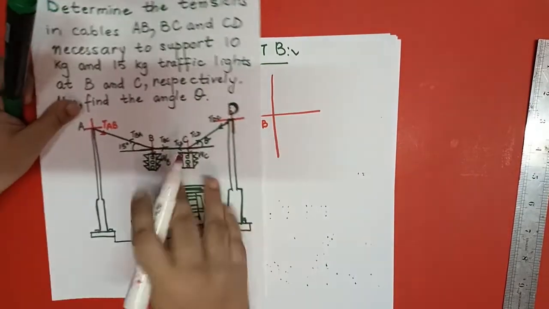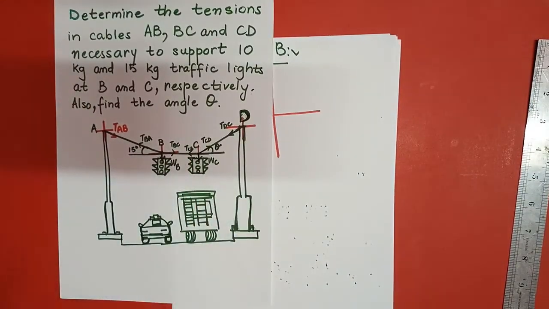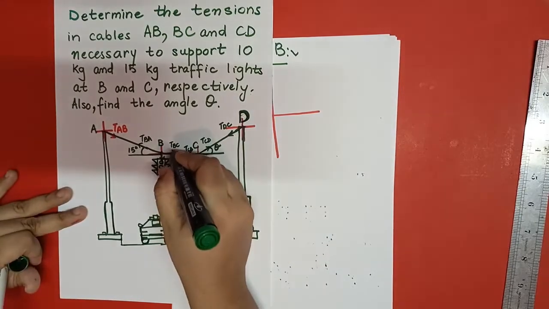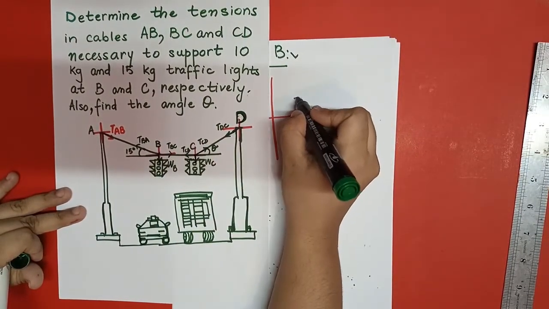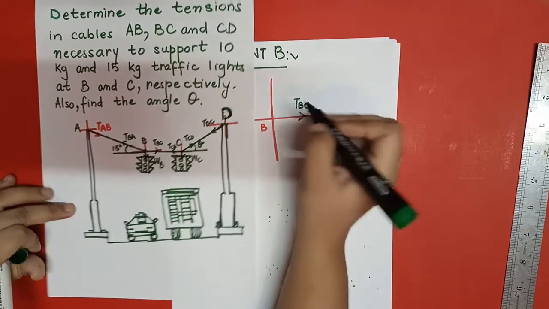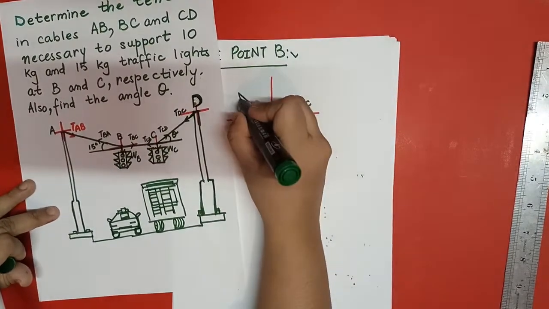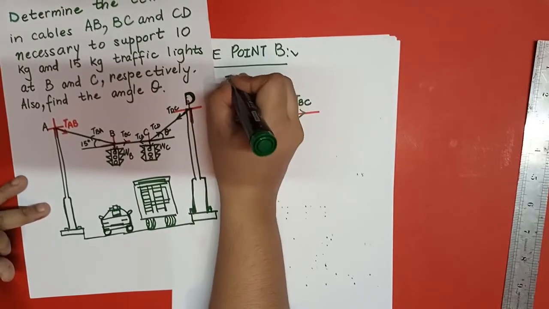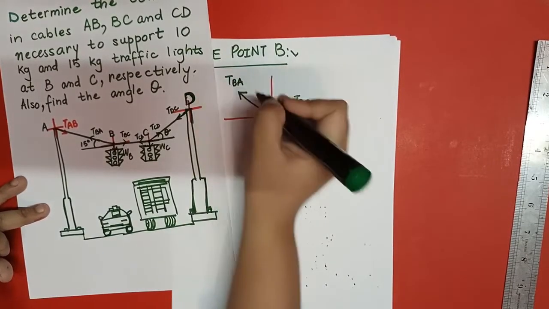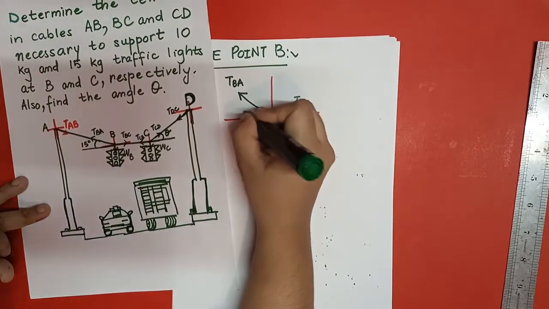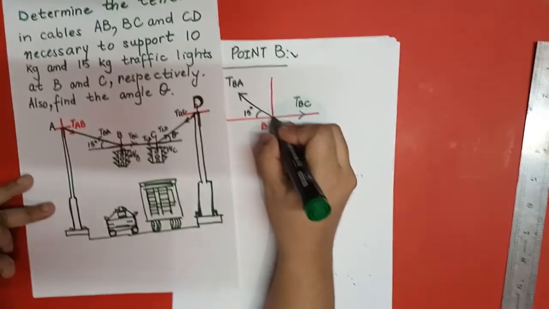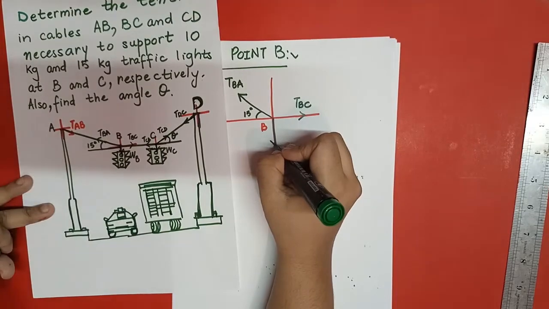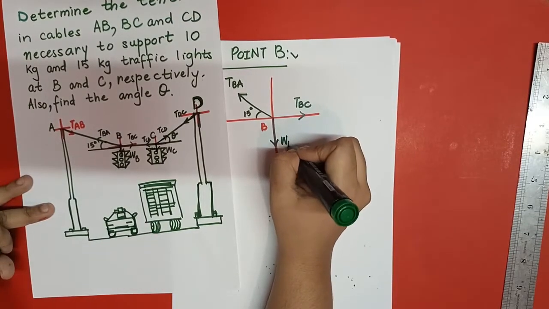So if this is the question, what we have is a tension here, acting exactly on the positive x-axis; this is TBC. There is another tension acting in the second quadrant, that is TBA, and this angle is 15 degrees. And this is the weight, acting downward, that is WB.